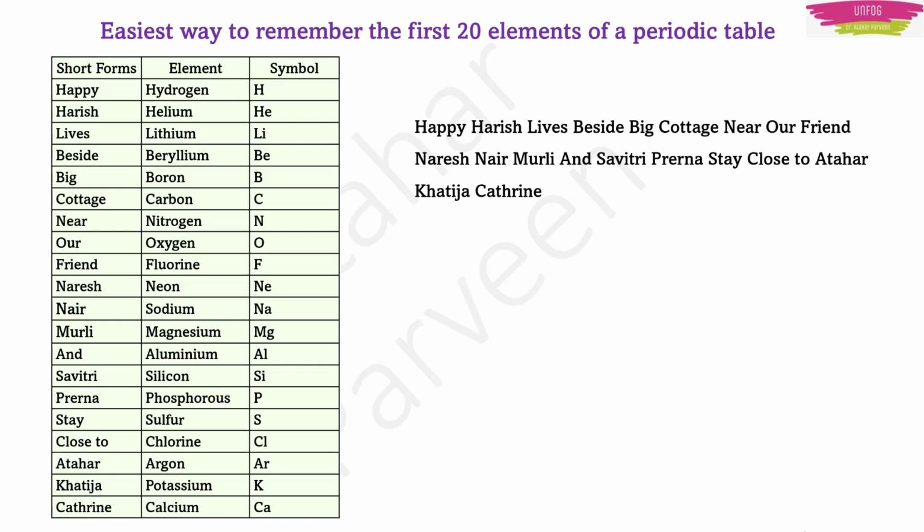Nair, Na for sodium. Murli, M for magnesium. And A for aluminium. Savitri, S for silicon. Prerna, P for phosphorus. Stay, S for sulfur. Close to, C for chlorine or Cl for chlorine. Atahar, A for argon. Khatija, K for potassium. Catherine, C for calcium. So you can make your own sentences like this in your own language.